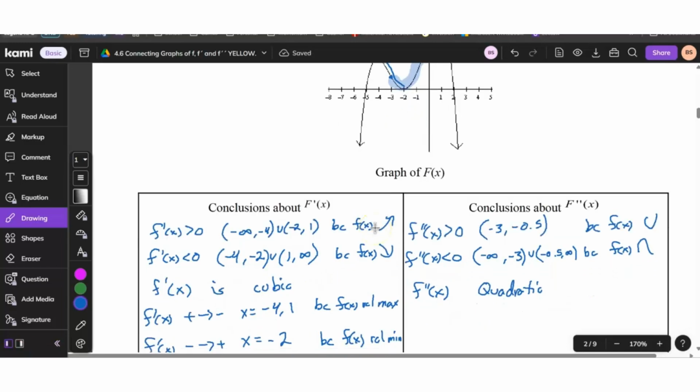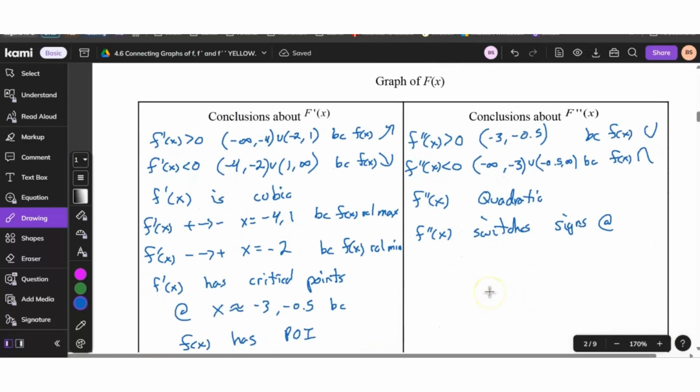I guess the other thing we could do is talk about those points of inflection. So that would mean that f double prime of x switches sign. And it switches sign at, what did we say they were at? At roughly where? 0.5 and -2. Yeah, -0.5 and -3. And our reasoning is because, again, f of x has points of inflection. Easy enough, right?